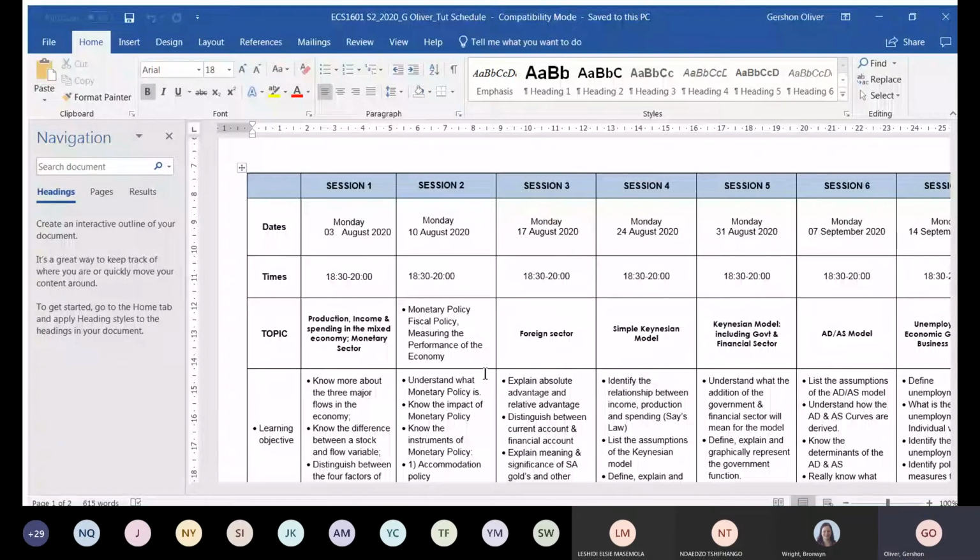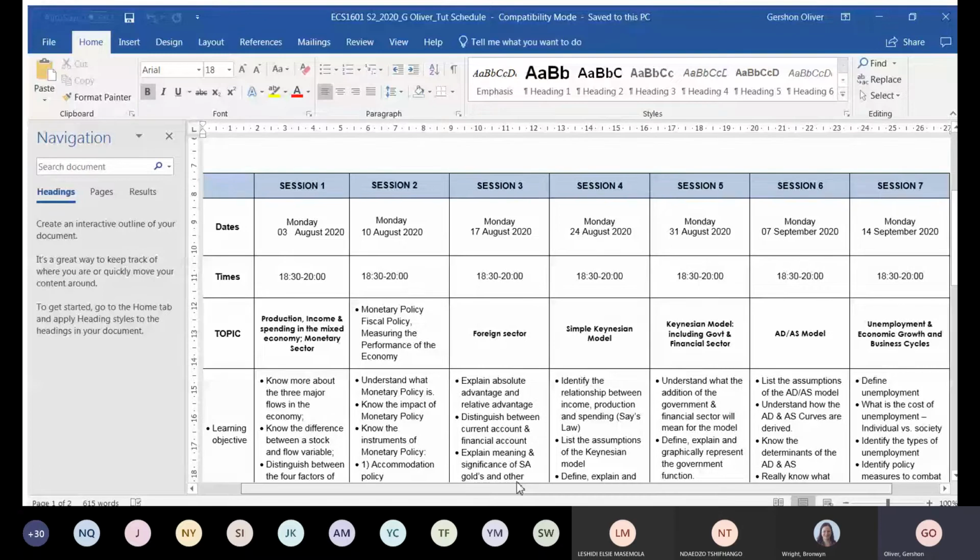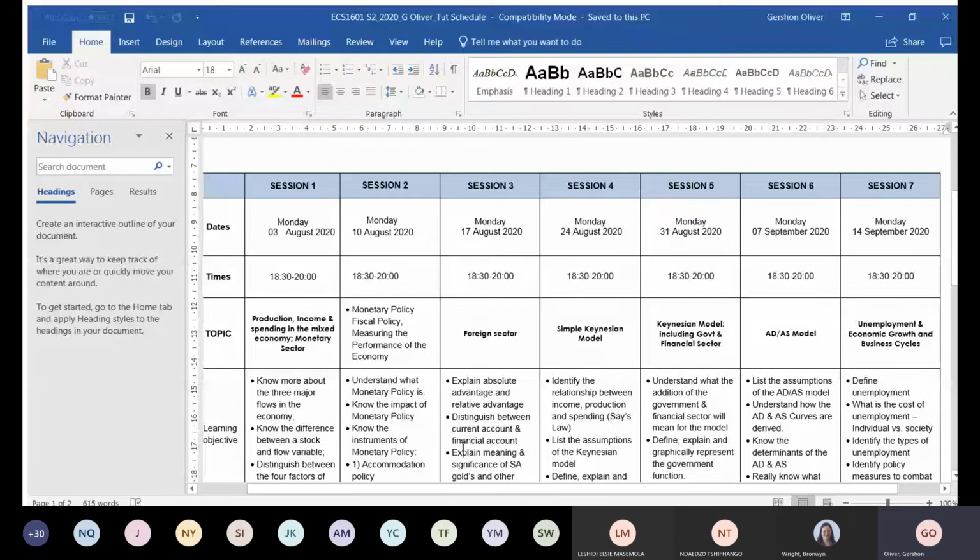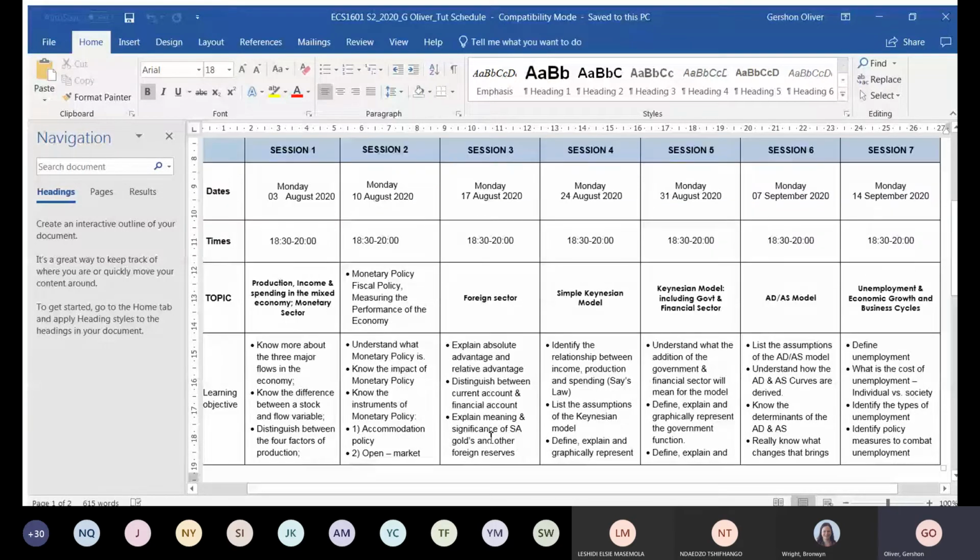Coming back to monetary policy and fiscal policy, don't stress about those words. It is quite important, as well as the foreign sector. I'm just going to do a brief run through all of these things in terms of the tutorial schedule, so you know where to focus. I'm also going to give you a small breakdown of how the structure of the exam is going to look and where your mark allocation is going to come from. Monetary policy and fiscal policy are very important. Measuring the performance of the economy has some calculations, so you need to know how to work this out. In the foreign sector, we're talking about absolute advantage and relative advantage, and distinguishing between the current account and the financial account. A lot of people get stuck in that tutorial when you start talking about foreign exchange.